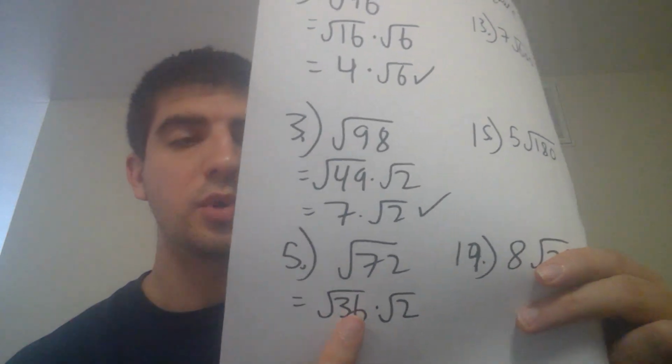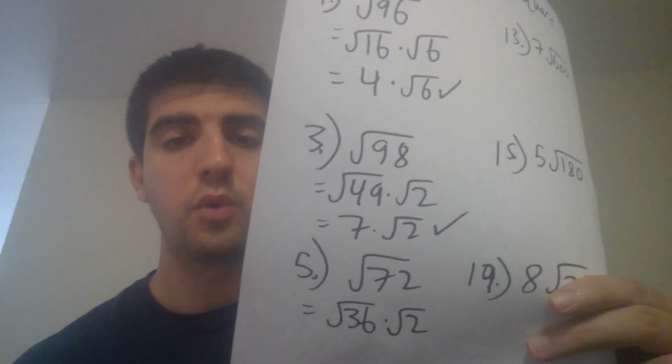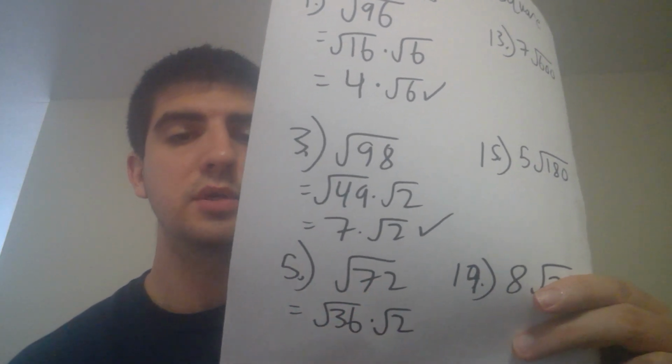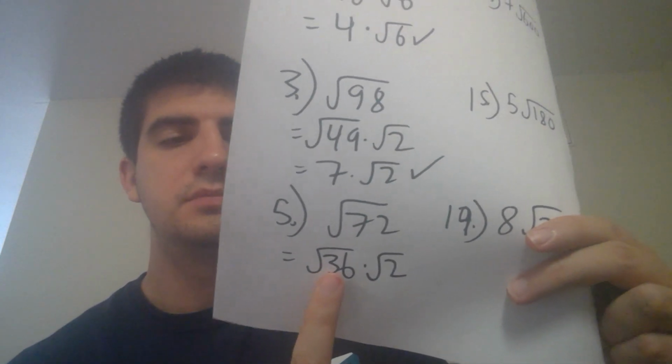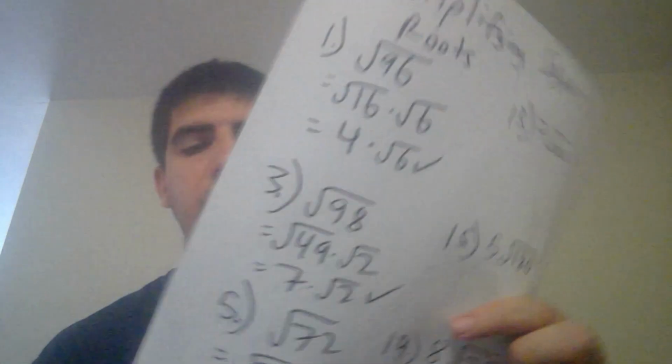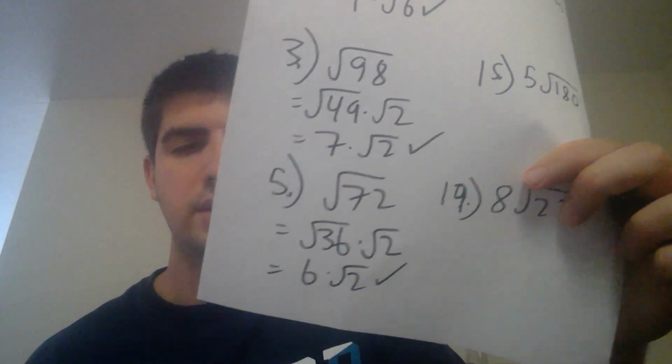36 is a perfect square. It goes into 72. 36 times 2 is 72. Therefore, square root of 36 times square root of 2 is square root of 72. What is the square root of 36? It's just 6. And then I just leave the 2 there because nothing goes into 2. I mean, technically 1 does, but 1 goes into everything, so we don't count it.